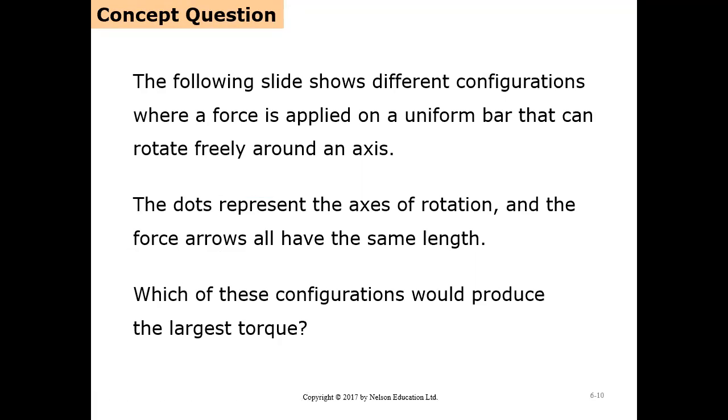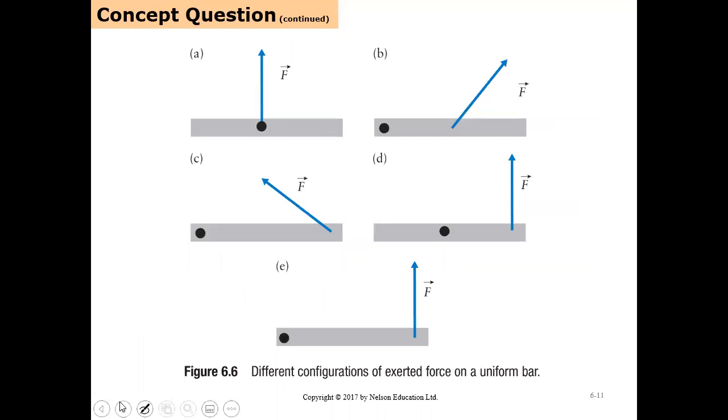Okay, let's look at the picture. Here it is. We have A, B, C, D, E, 5 configurations. The forces all have the same magnitude, the same length in all 5 configurations, but they are applied at different places and also at different angles. So let me start with A.